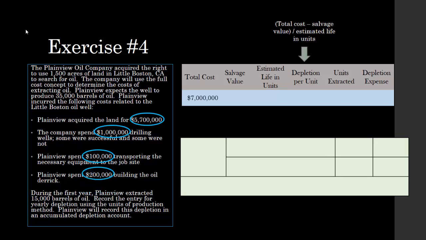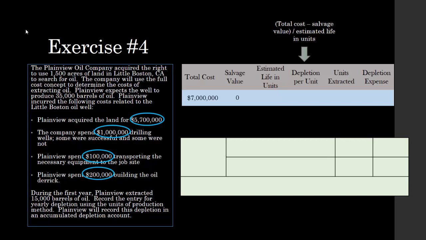In total, we spent $7 million to get this well up and going. From that, let's subtract our salvage value. It's not listed here, but it doesn't need to be, because with natural resources, the salvage value is always zero. Who's going to buy a well with no oil left in it? It has no value to anybody, so its salvage value has to be zero.